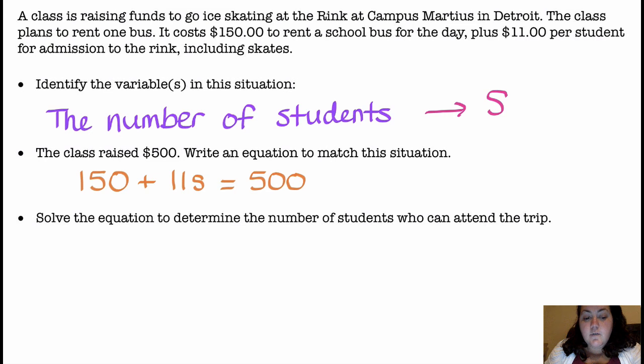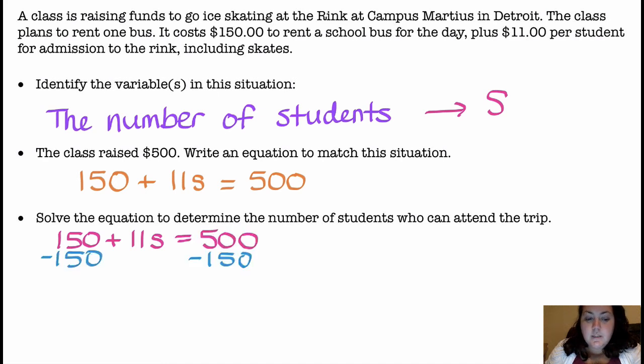Now they want us to solve the equation to determine the number of students who can attend the trip. All right, so if I have 150 plus 11s equals 500, I want to get s by itself. I'm going to subtract 150 on both sides. So that gives me 11s equals 350. I'm going to divide both sides by 11. I get s equals 31.8.